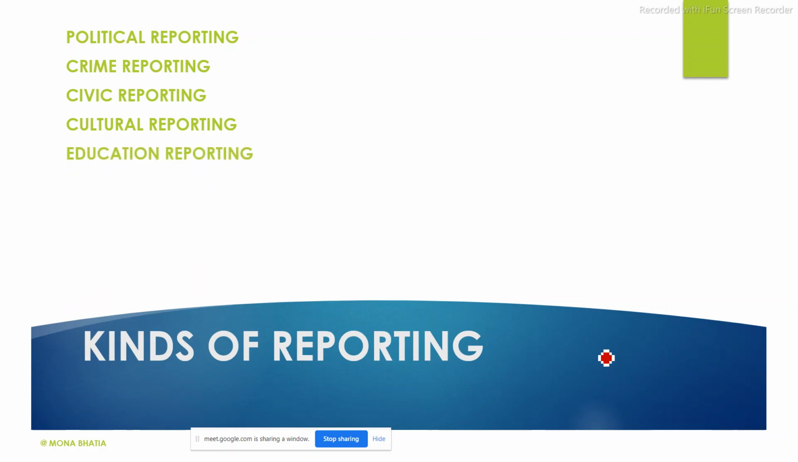Education reporting is also very important. Why? Nowadays everything is available in the newspaper and on online platforms also, because children are going to school, they want to know what the different options available to them are, what the options for higher education are, and when they have a lot of options, they can make their choices. It becomes easy for them to basically understand that if this is not possible, then we can go to this place.